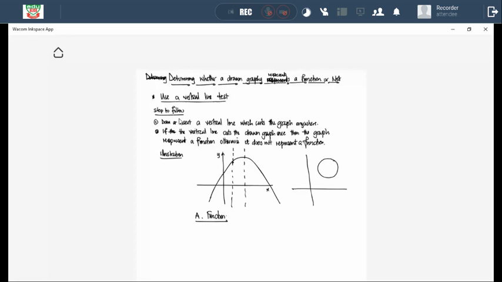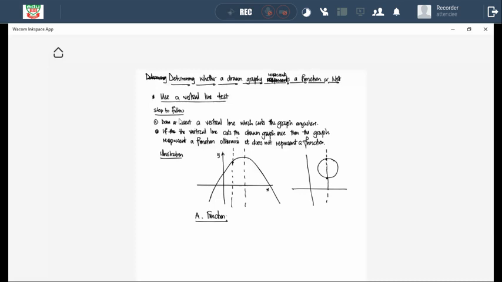Insert a vertical line anywhere, which passes through the drawn graph. Look at that. Right. Does it pass the vertical line test? No. The vertical line cuts the graph twice. You can see that since it cuts the graph twice, this does not represent a function.